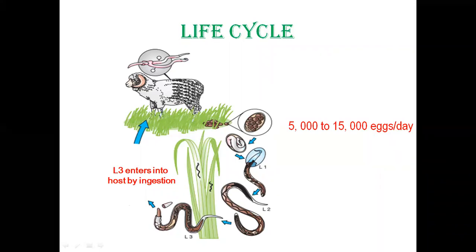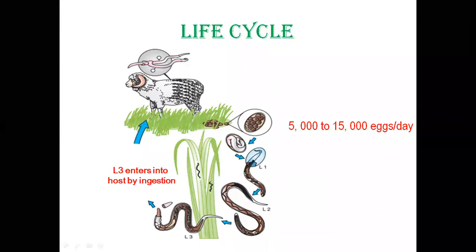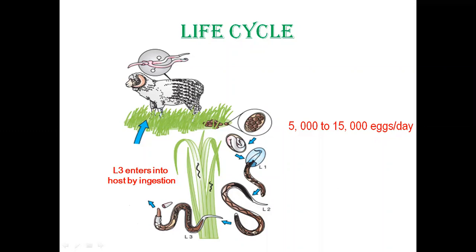L1 and L2 will feed. L3 will cease to feed because it is covered with the sheath of L2, and also it is devoid of the muscular esophagus. L1 and L2 have the rhabditiform esophagus, but L3 has a filariform esophagus.